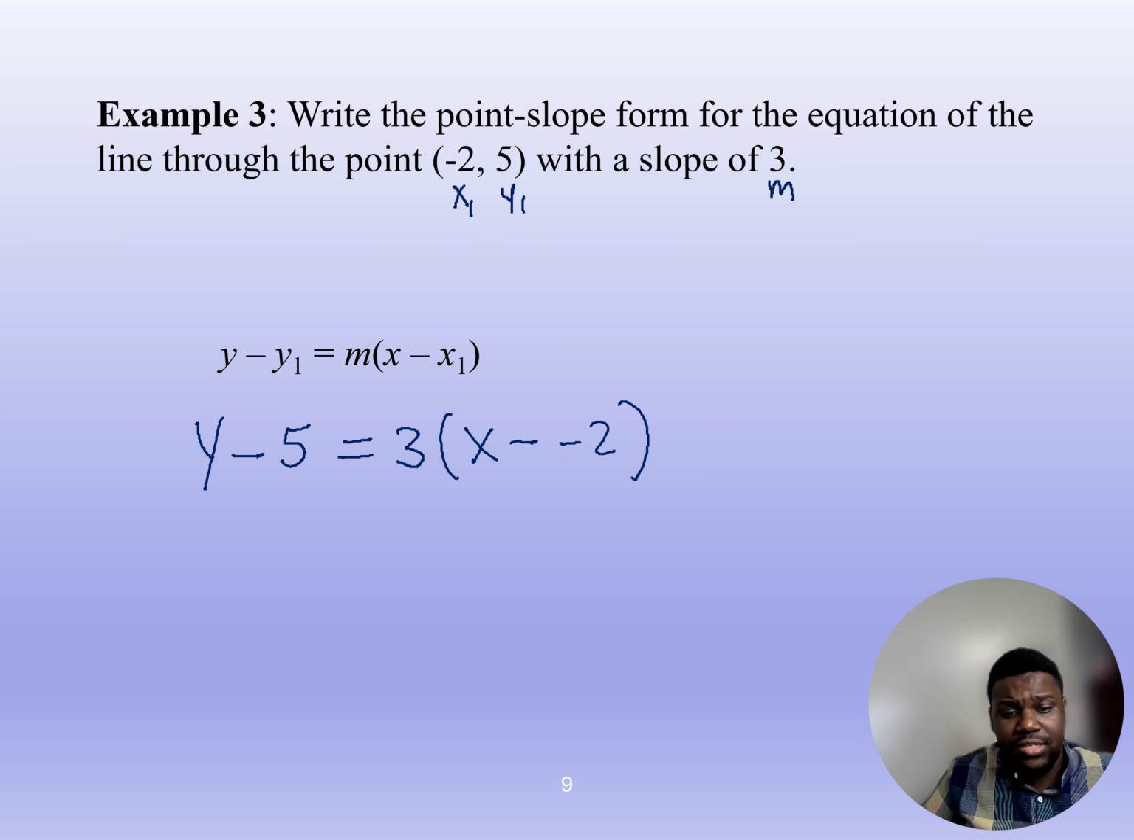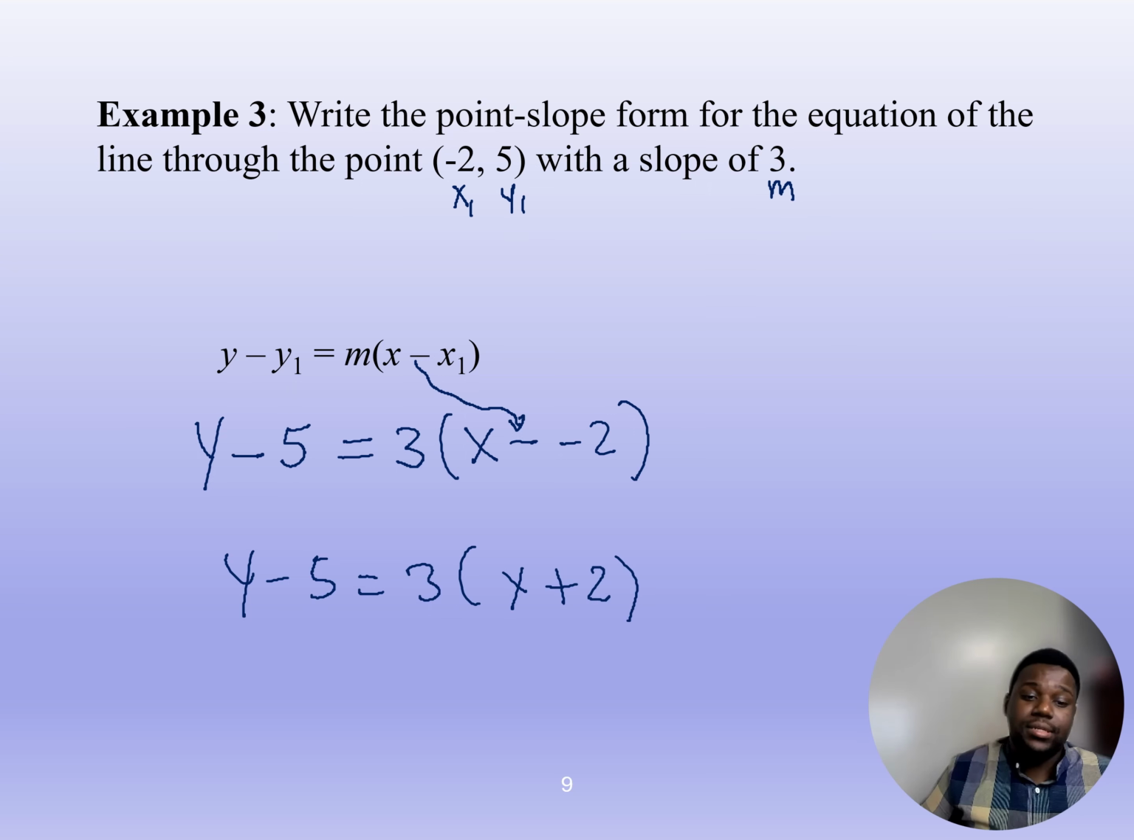Now, a very common mistake is for students to just write one negative sign and to get it incorrect. But please remember, we always write those negatives in the formula. So it's minus, then we write what the x or the y value is, right? So it's minus negative 2. And just like the previous example, two negatives combine to give us a plus. So we can rewrite that as y minus 5 is equal to 3 parentheses x plus 2. And that is our answer. So we just wrote this problem into the point slope form.